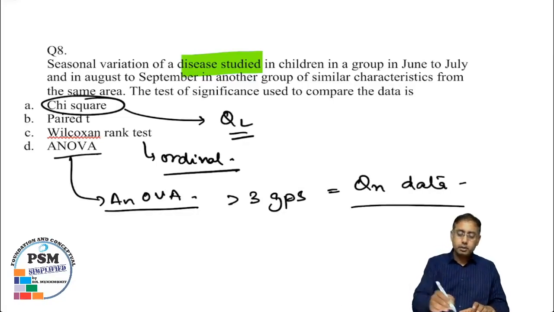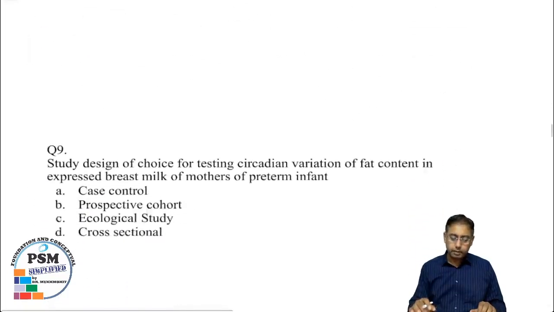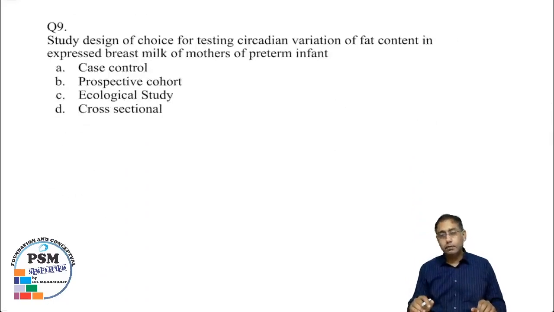So my best answer over here would be a chi-square. Simple question, simple answer, which is the test of significance to be used here. Question 9. So you've got a lot of questions on biostats. Study design of choice for testing circadian variation of fat content in expressed breast milk of mothers of preterm infants. Case control, prospective, ecological, cross section.